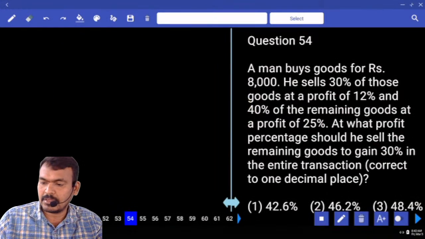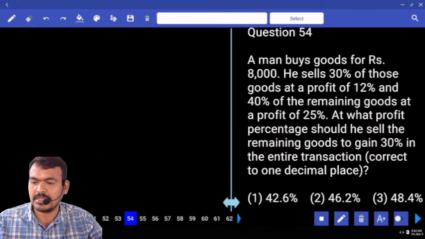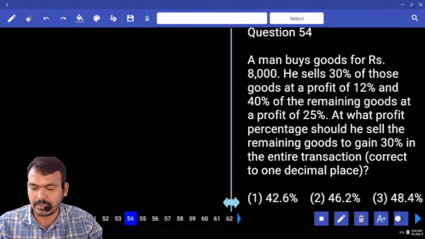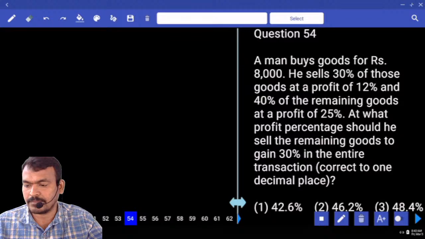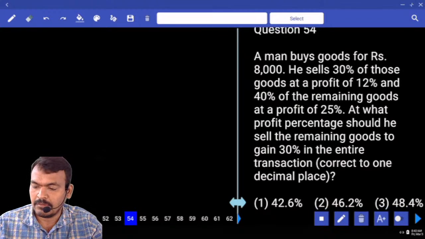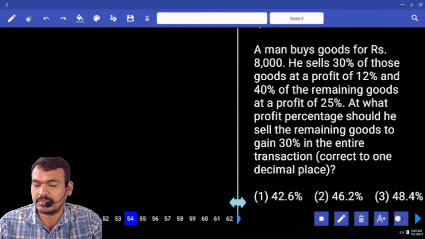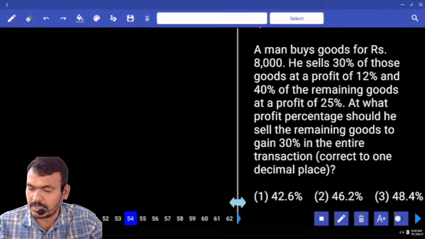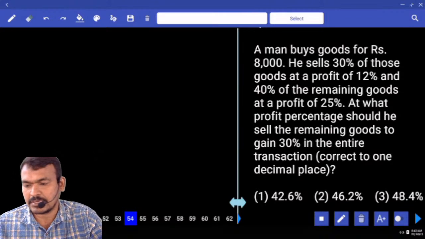Next, question number 54. A man buys goods for 8,000. He sells 30% of those goods at a profit of 12%, and 40% of the remaining goods at a profit of 25%. At what profit percent should he sell the remaining goods to gain 30% in the entire transaction?